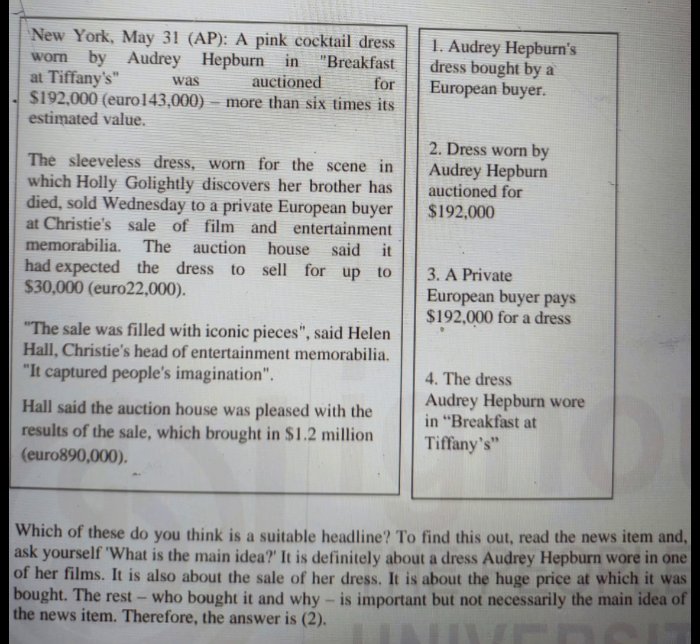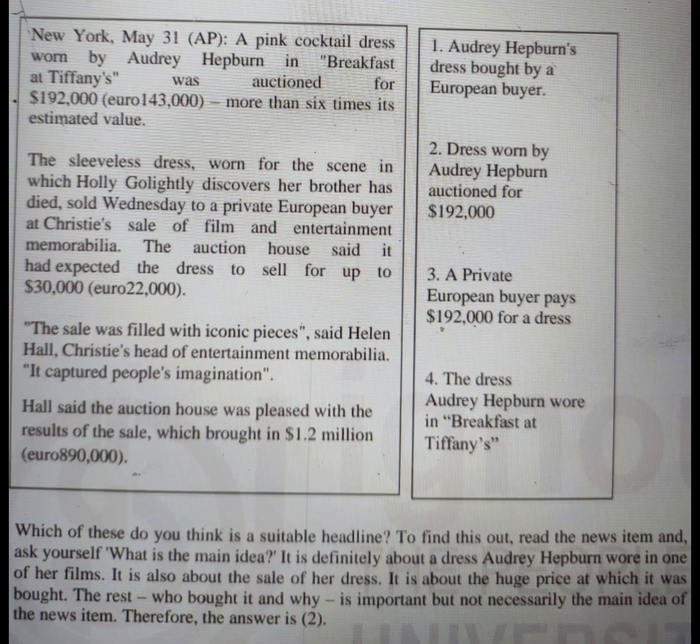1. Audrey Hepburn's dress bought by a European buyer. 2. Dress worn by Audrey Hepburn auctioned for $192,000. 3. A private European buyer pays $192,000 for a dress. 4. The dress Audrey Hepburn wore in Breakfast at Tiffany's. Which of these do you think is a suitable headline?